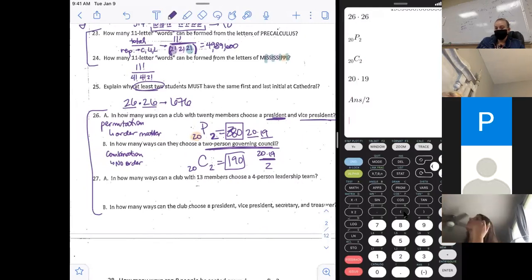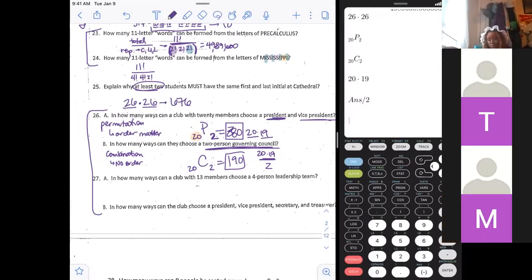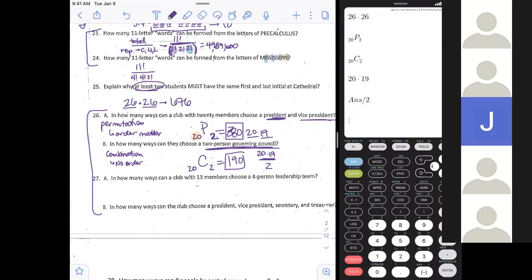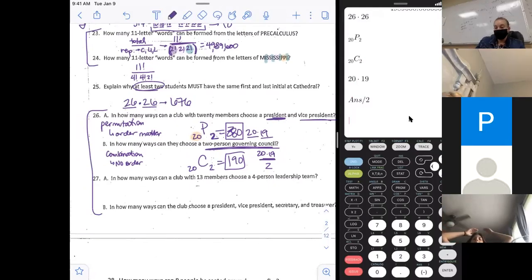All right, everyone hanging in there? Next one is very, very similar. It says, in how many ways can a club with 13 members choose a 4-person leadership team? And the other one says, in how many ways can a club choose a president, vice president, secretary, and treasurer? I want you to think about which one's C and which one's P. Which one does order matter? Which one does order not matter? Leadership team versus president, vice president, secretary, treasurer.